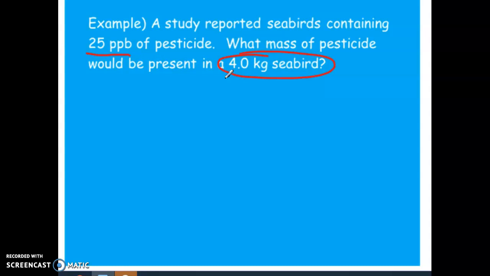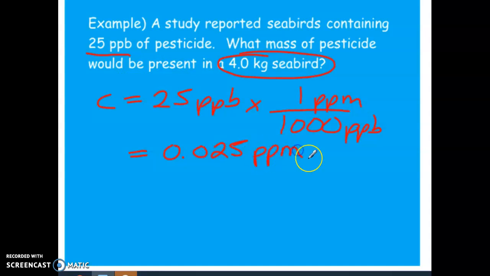pesticide. So the first thing we're going to do, our concentration is 25 parts per billion. So we're going to convert that into parts per million first so we can actually deal with it in the proper units. So 1 part per million is equal to 1,000 parts per billion. So we end up getting 0.025 parts per million. So remember that parts per million is either milligrams per liter or milligrams per kilogram. Those are the two options depending on what you're given.